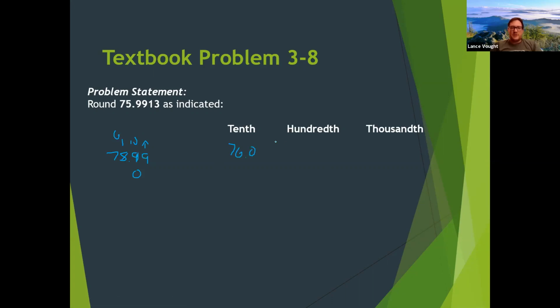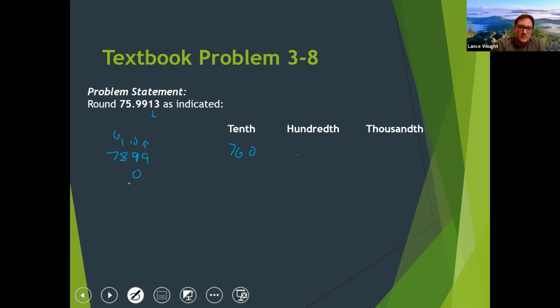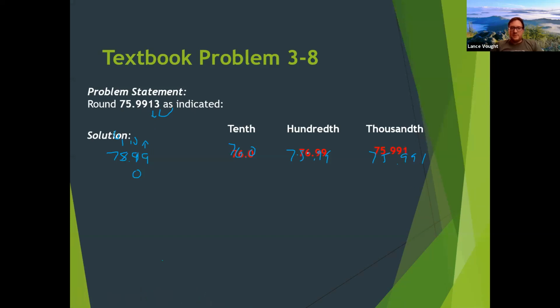When you round to the nearest hundredth, you round down because of the 1, so you're at 75.99. And then when you're in thousandths, then you have that 1, 3 says to round down, so you're at 75.991. By the way, this is a typo that I didn't make. That should be a 5, not a 6.